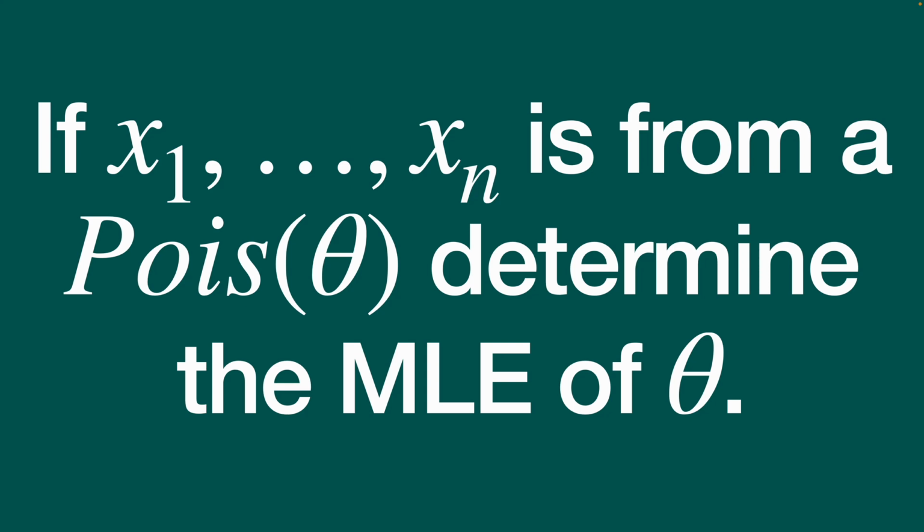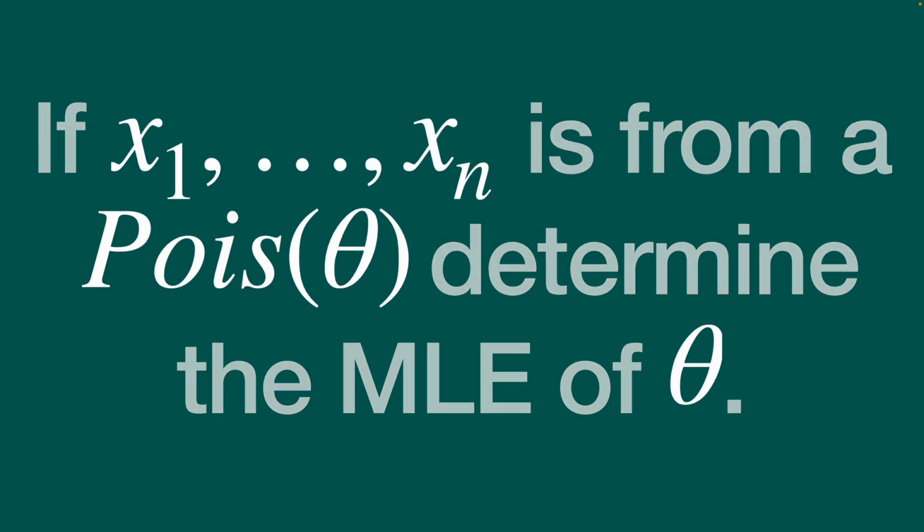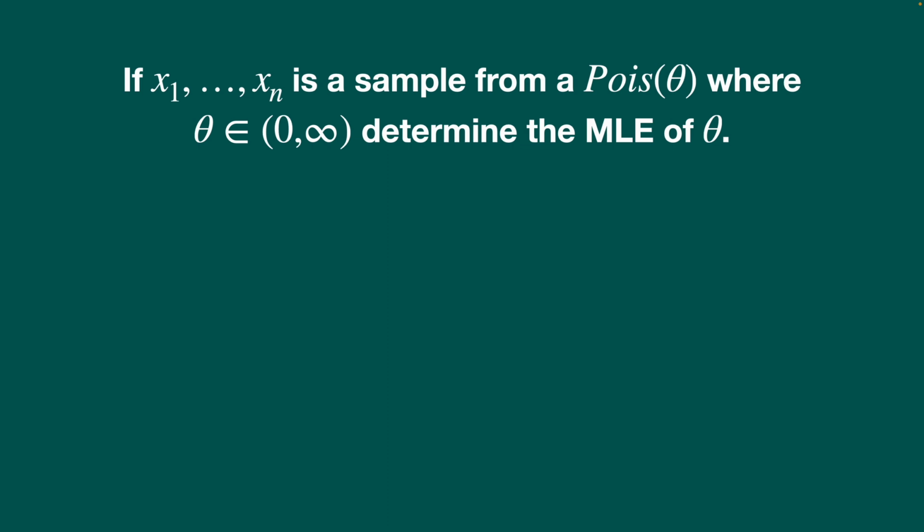So if we have the observations x sub 1 through x sub n from some random sample that follows a Poisson theta distribution, and we want to determine the maximum likelihood estimate of that theta, how can we go about that? Now, before we get into this, you should notice that this is going to be very similar to my daily problem from yesterday, daily problem 10.